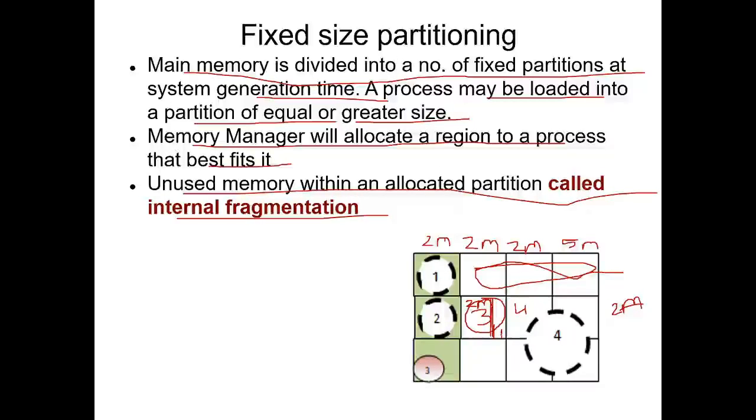And you cannot allocate that to any other process, as each partition can hold only one process. Because of this, the remaining memory, that is 1 MB, will be wastage here. You cannot allocate it to any other process, as it is a fixed size partition and one partition holds only one process. That problem we call internal fragmentation: the wastage of memory after allocation of the memory.